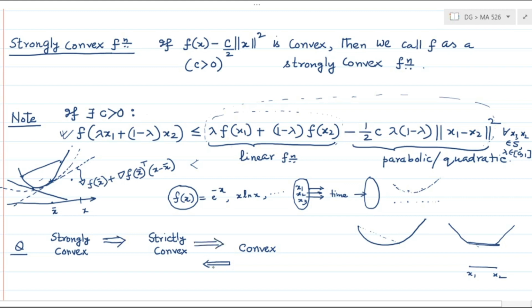However, the reverse is not true. Convex functions might not be strictly convex functions, and strictly convex functions might not be strongly convex functions. Let me give you an example for each of the cases.